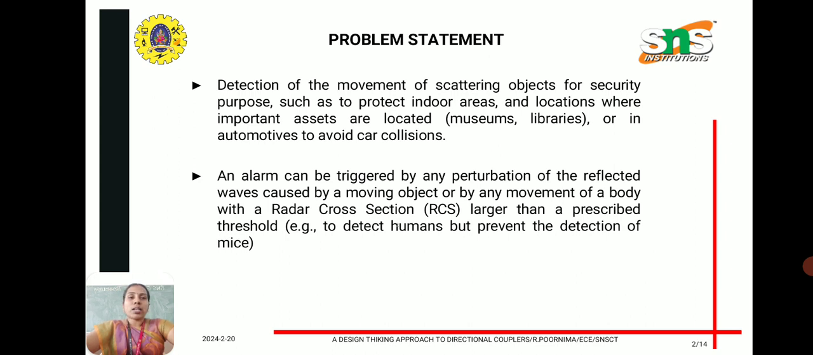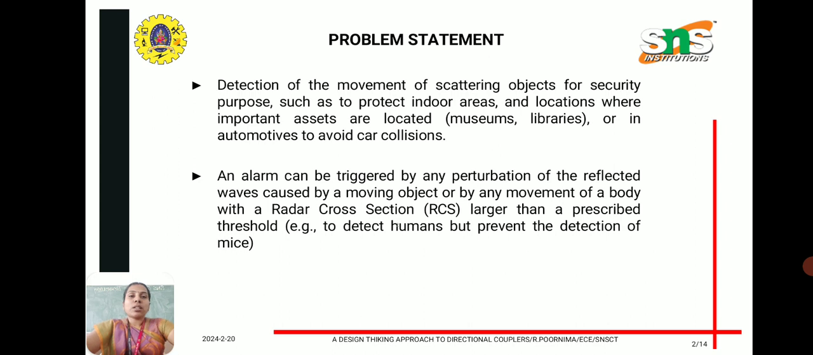So in these high security areas, microwave radars can be used to detect any movement of objects or human beings. Also, it can be applied to any automotive related application to avoid car collisions. So microwave radars can be employed like this. The problem we are considering here is the design of a motion detection sensor.